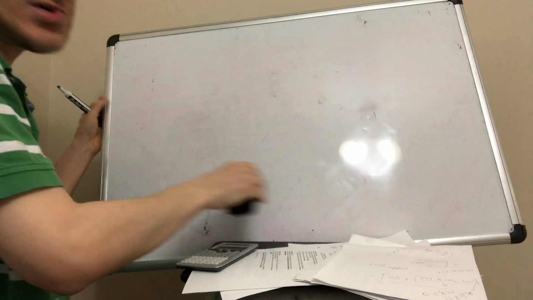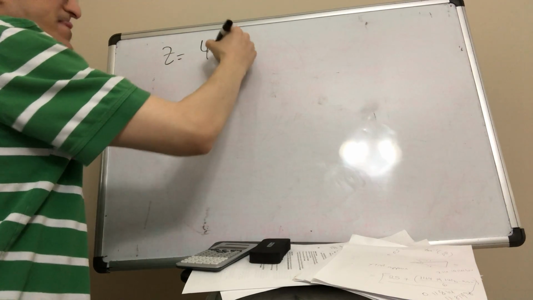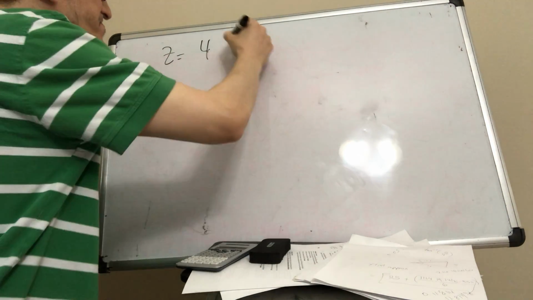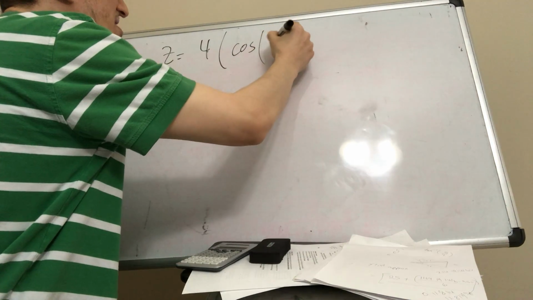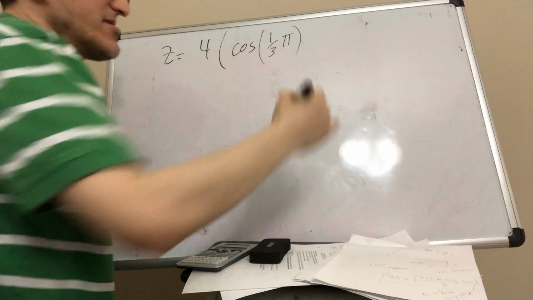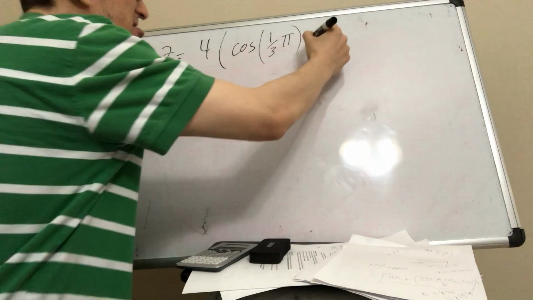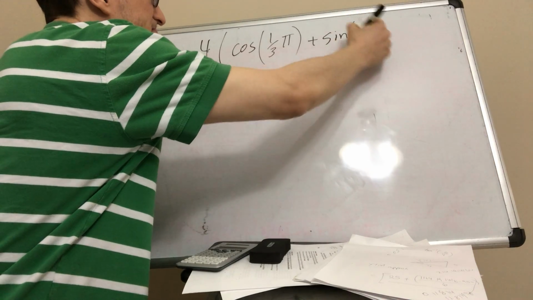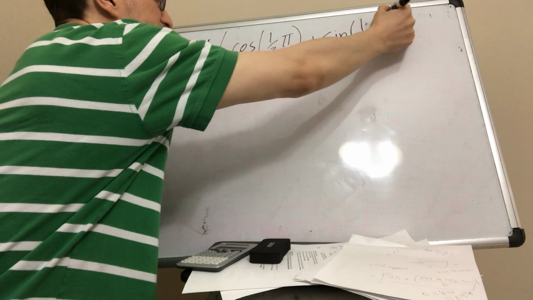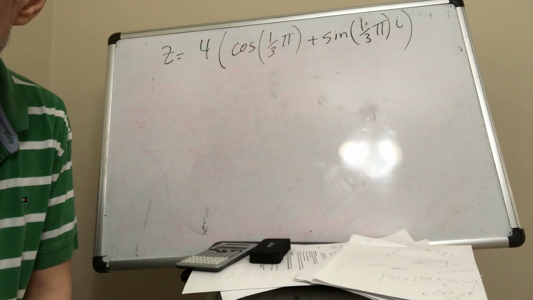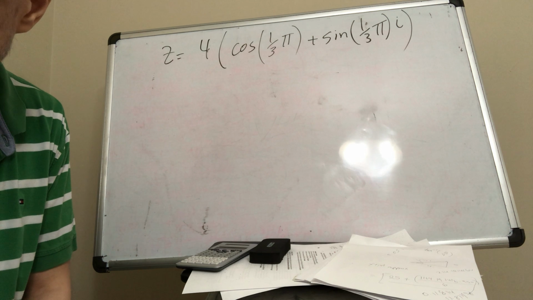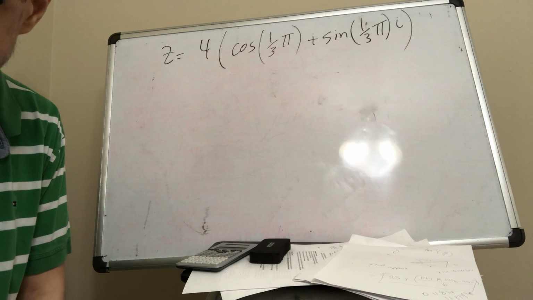They give it to you in the reverse order, so they give it to you in polar form. So in polar form, it's 4 times cosine of 1/3 pi, or pi over 3, plus i sine of 1/3 pi, and graph it. Okay.